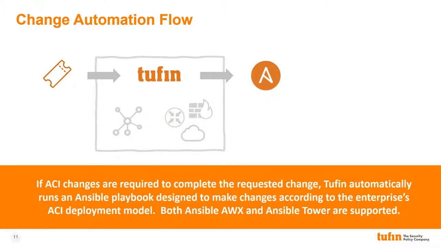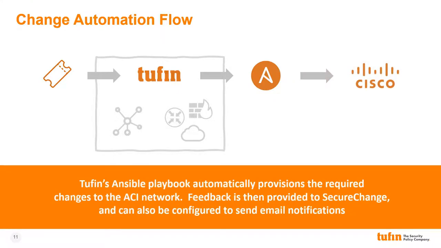If changes to the ACI environment are required, the Policy Change Automation app automatically runs the pre-configured Ansible playbook using Ansible AWX or Ansible Tower. The Ansible playbook provisions the changes to the ACI environment automatically, providing feedback to the Secure Change ticket as well as via email if configured.